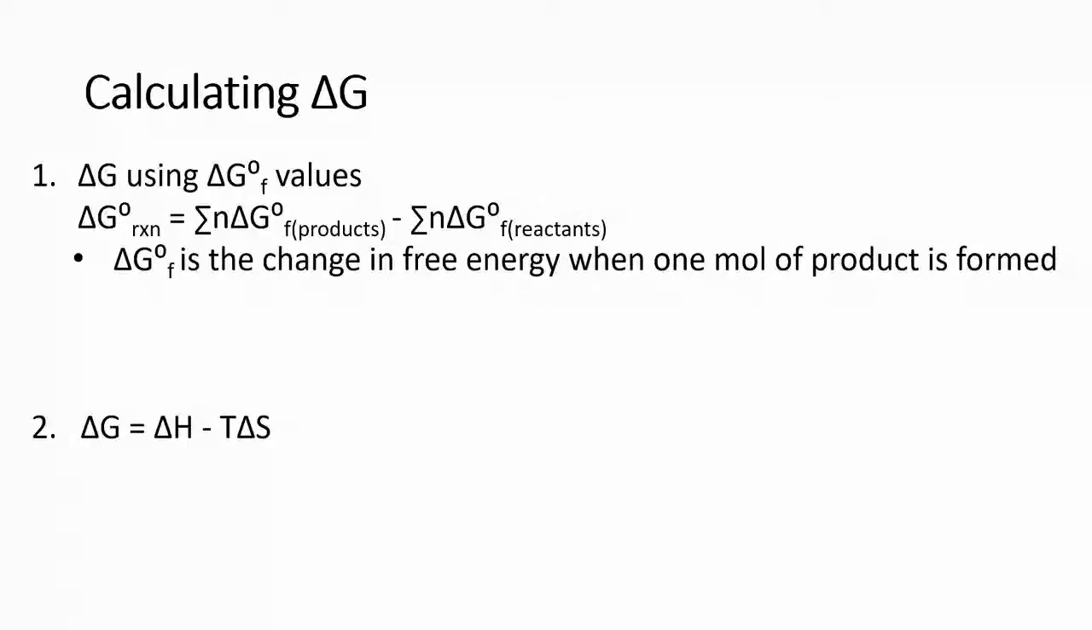So how are we going to calculate delta G? To calculate delta G, we're going to use the same formula we used for delta H, and the same formula that we used for delta S. So it is the sum of the number of moles of the delta G formation of products minus the sum of moles of the delta G formation of reactants. So the delta G of formation is the change in energy when 1 mole of product is formed. So again, we're looking at mole dependent. We're doing it per mole formed.